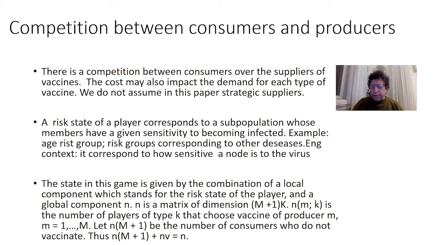In this paper, we allow for both competition between consumers as well as between producers. There is a competition between consumers over the suppliers of vaccines. And each supplier may fix its costs, as we shall see. The cost may also impact the demand for each type of vaccine. So we assume several types of vaccines. We do not assume in this paper strategic suppliers. We'll focus on the consumers here.